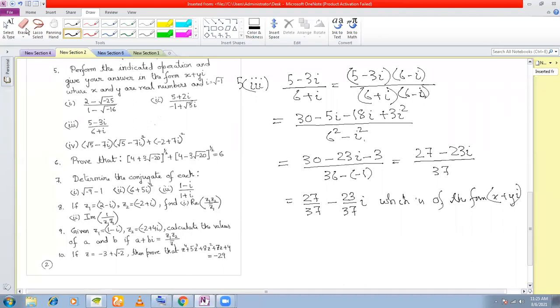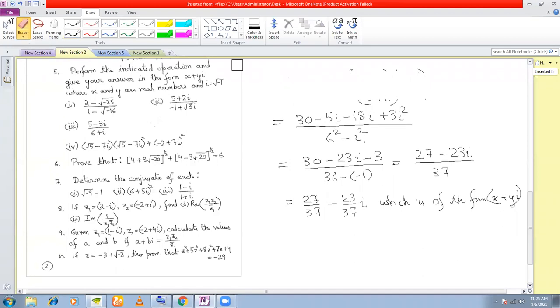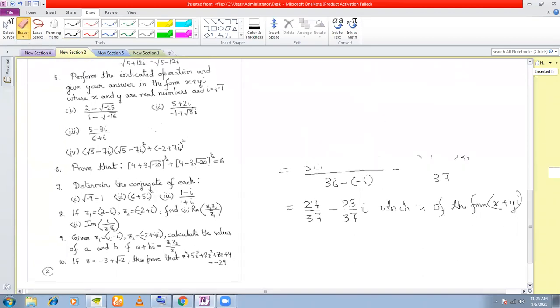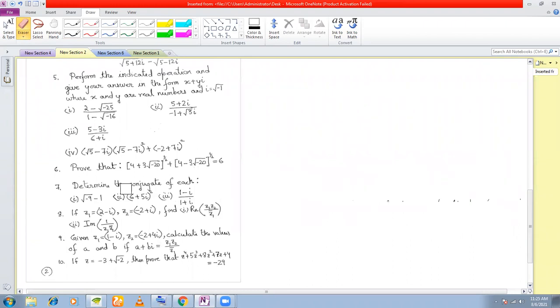Next one is a little calculation intensive. You need to be very careful with your calculations. Number 4. You have root 5 minus 7i into root 5 minus 7i square plus minus 2 plus 7i. Okay, so let's first find out root 5 minus 7i whole square.